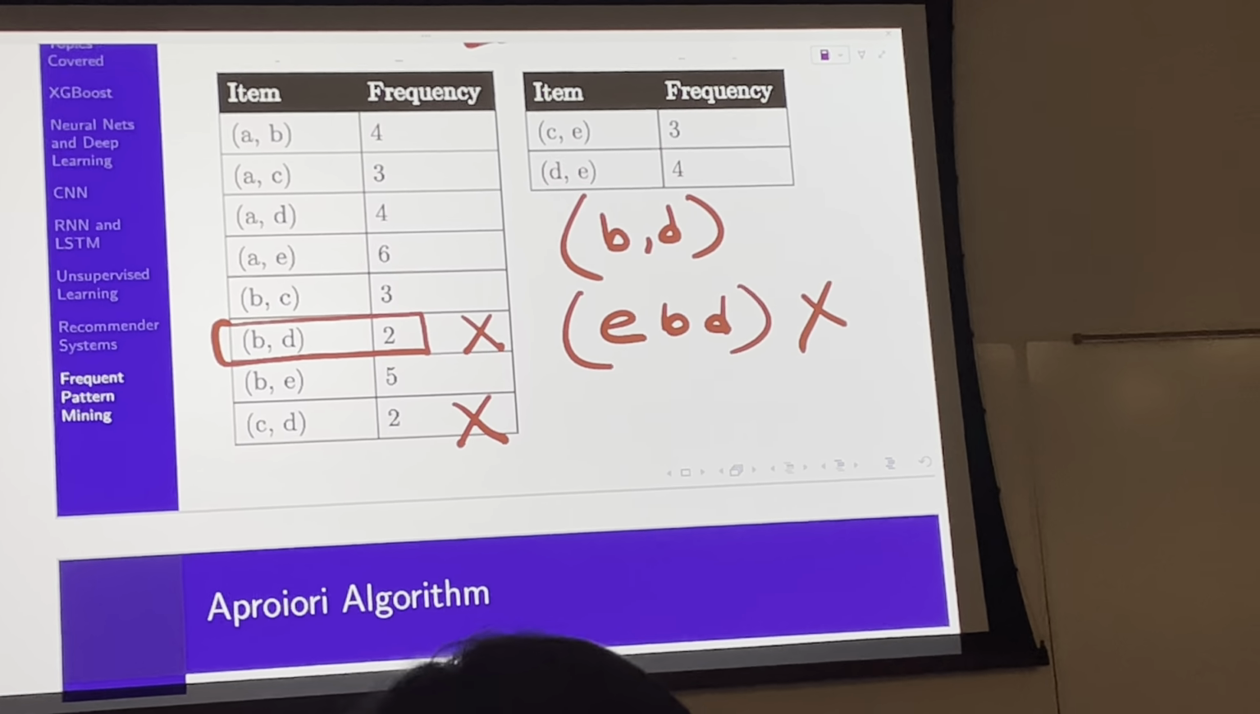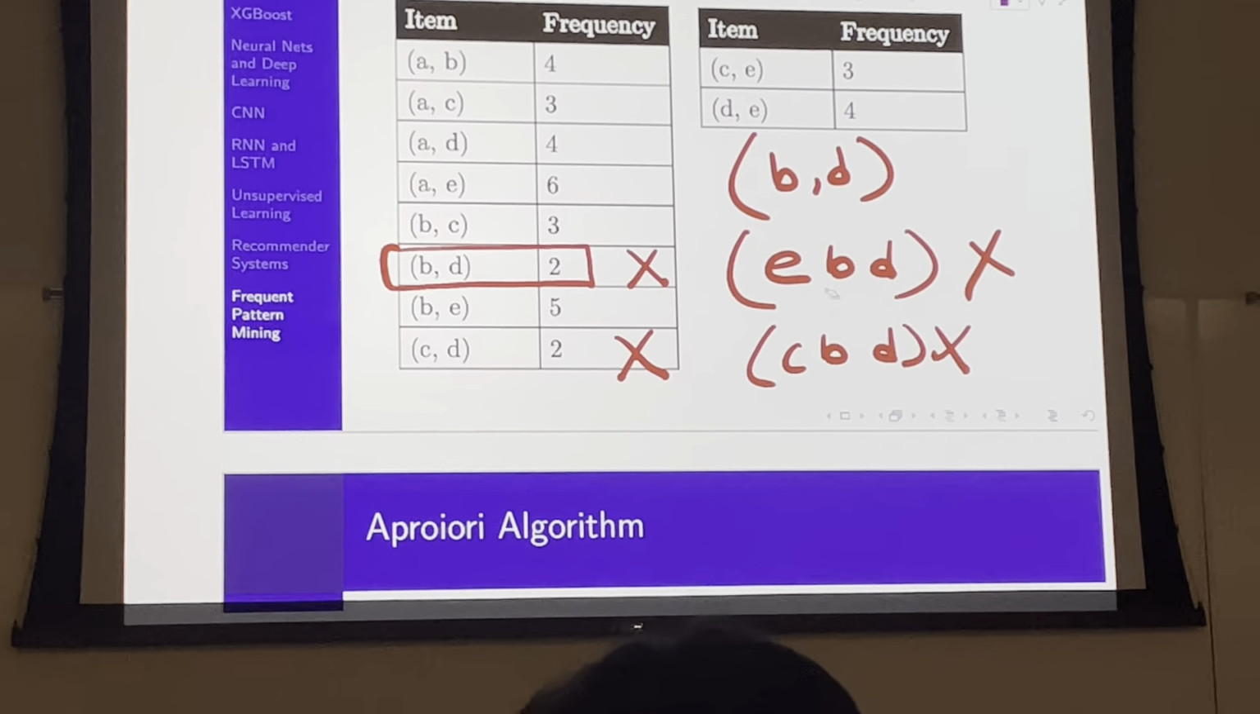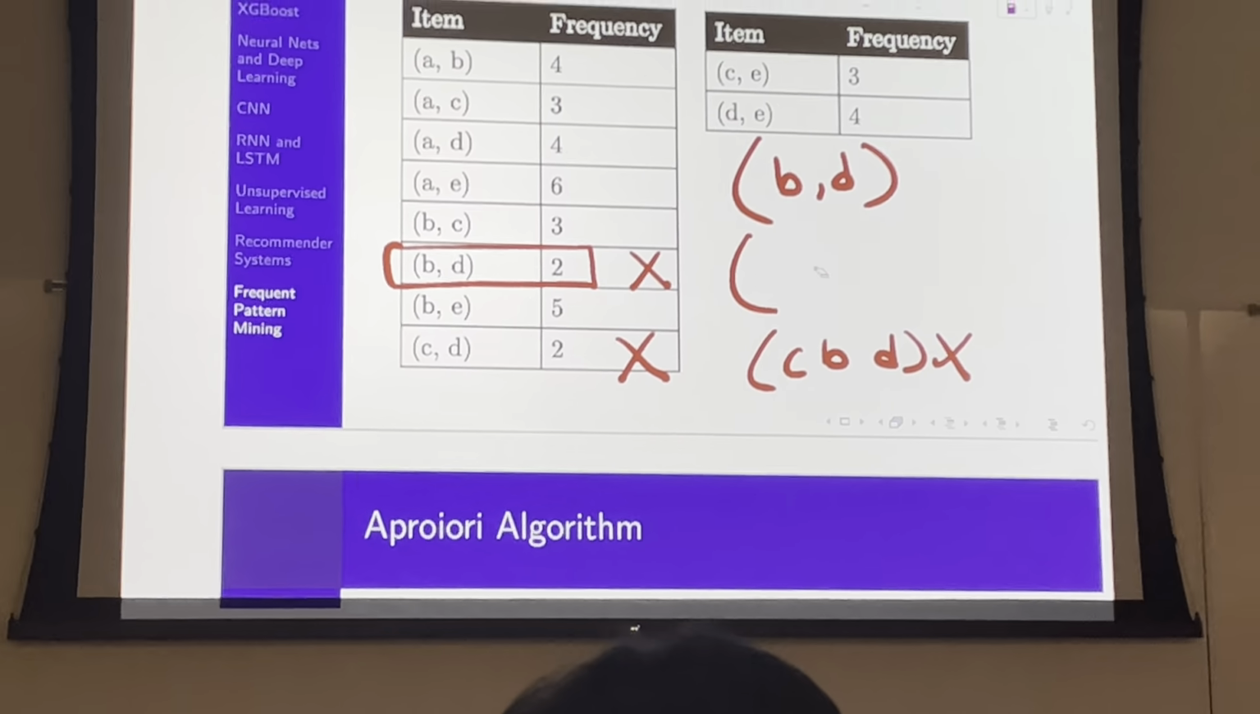Because BD is not frequent. So CBD cannot be frequent because EBD is not frequent. That is called the a priori property.